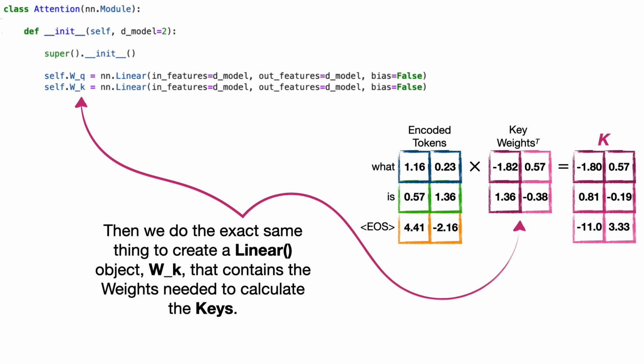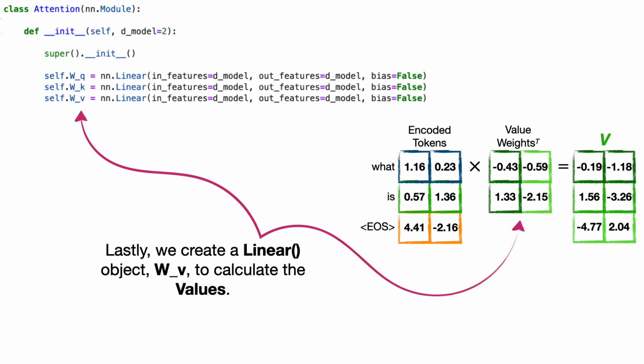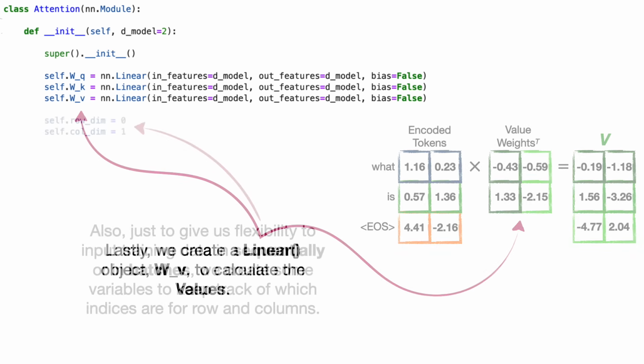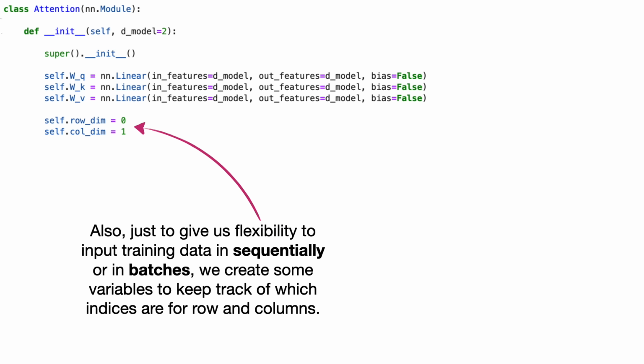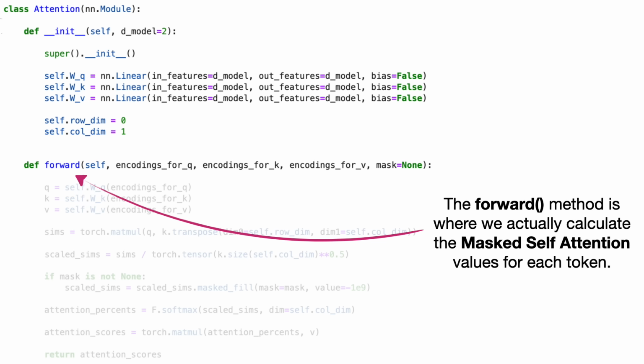Then we do the exact same thing to create a linear object, WK, that contains the weights needed to calculate the keys. Lastly, we create a linear object, WV, to calculate the values. And just to give us flexibility to input training data in sequentially or in batches, we create some variables to keep track of which indices are for rows and columns. The forward method is where we actually calculate the masked self-attention values for each token.